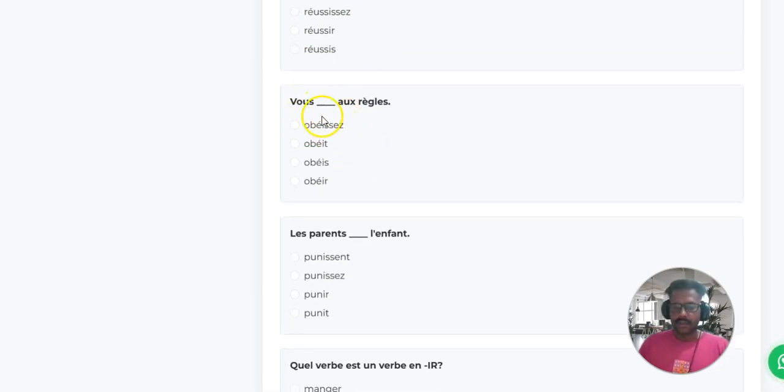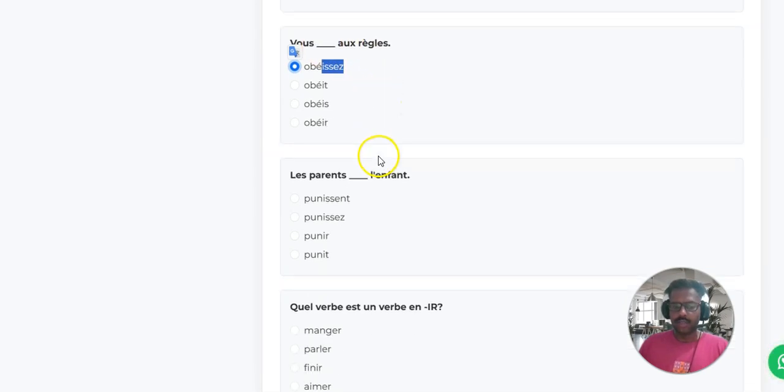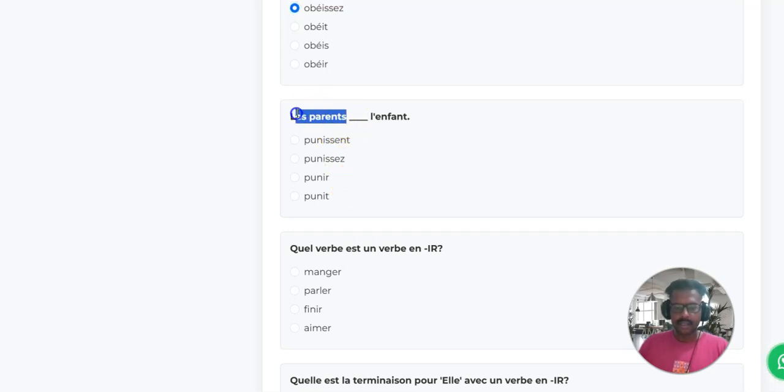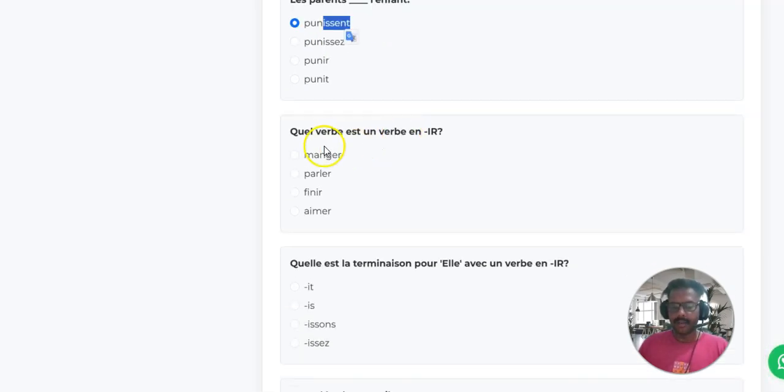Vous, now the verb is obéir. Ssez with vous, sure and certain. Vous obéissez aux règles. Règles means rules. You obey the rules. Les parents. Now its subject here is ils, plural. Troisième personne du pluriel. So here the ending should be ssent, punissent l'enfant. So parents punish the child.